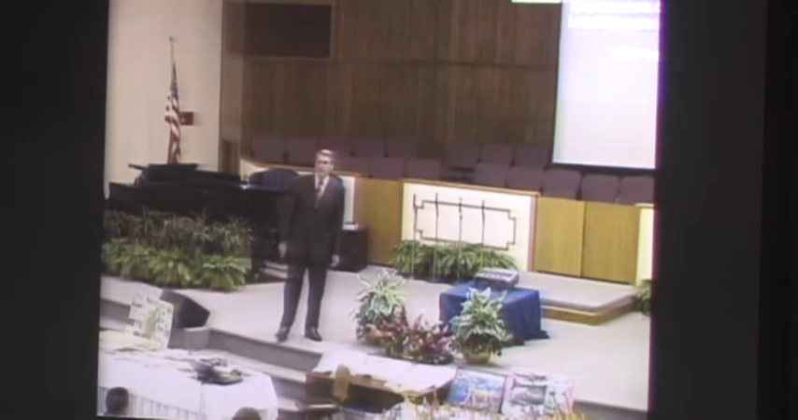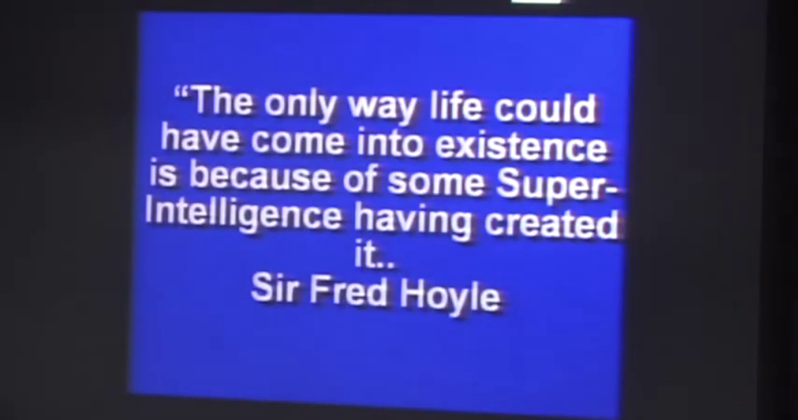So Fred Hoyle, the famous astronomer, said, well, life is so complicated, it could not have evolved on Earth, so it must have come from outer space. Well, duh. All that does is postpone the problem. How did it happen out there?